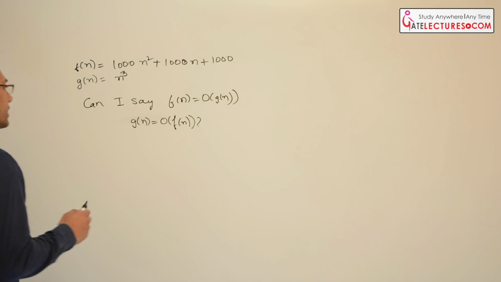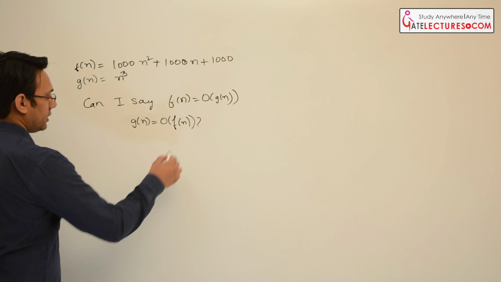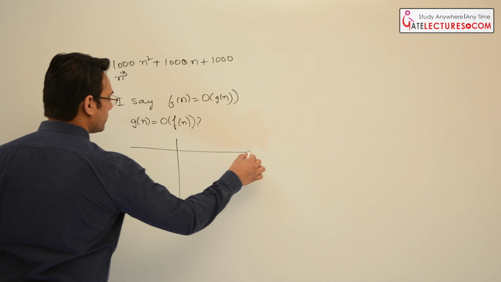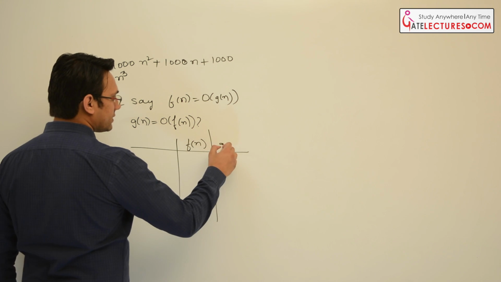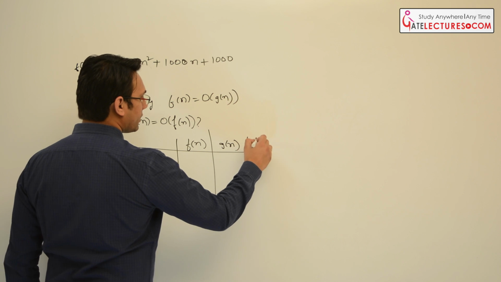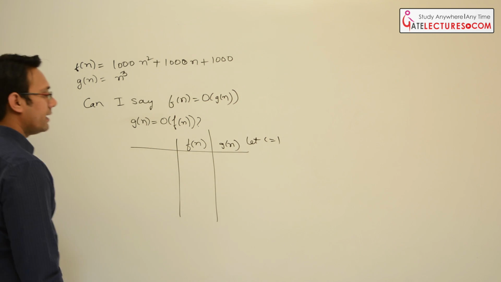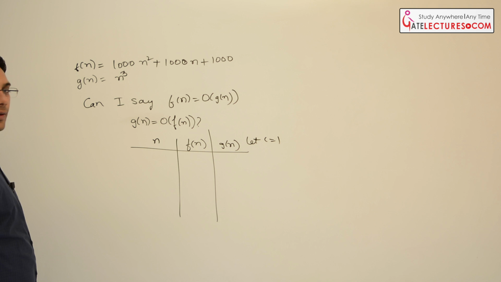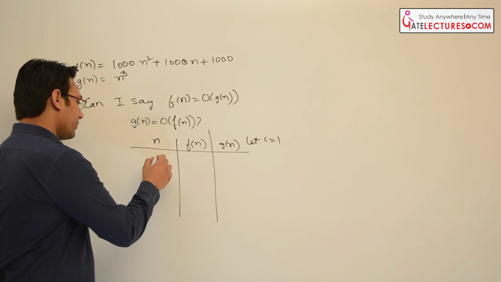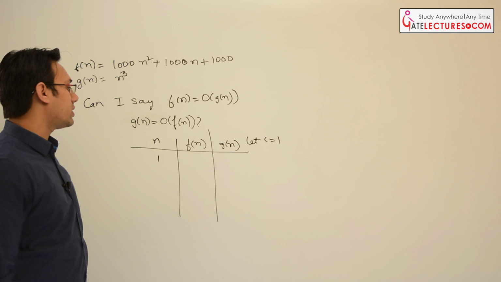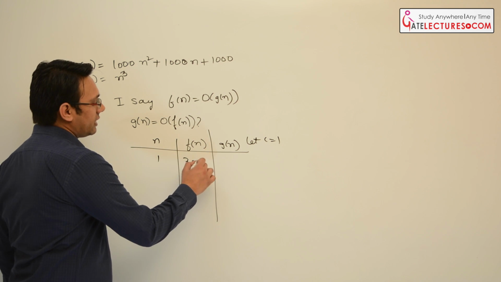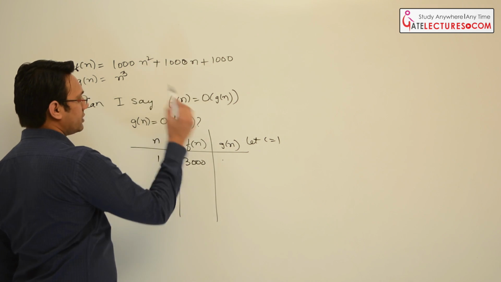Okay. Now what I am saying is, let us assume some values. Let us say this is Fn and this is Gn, and let C be equal to 1, and this is the value of n. Okay. Now let us say the value of n is 1. Then this value will become 1000 plus 1000 plus 1000, 3000, and this value will become how much?